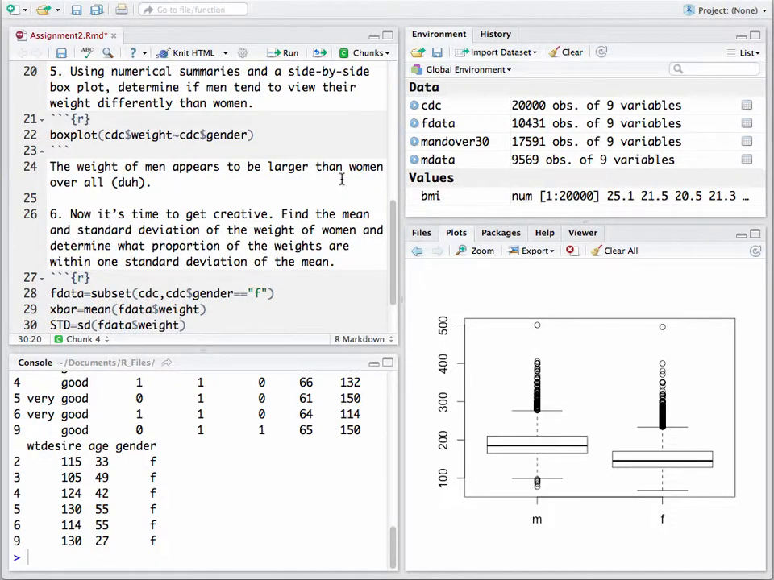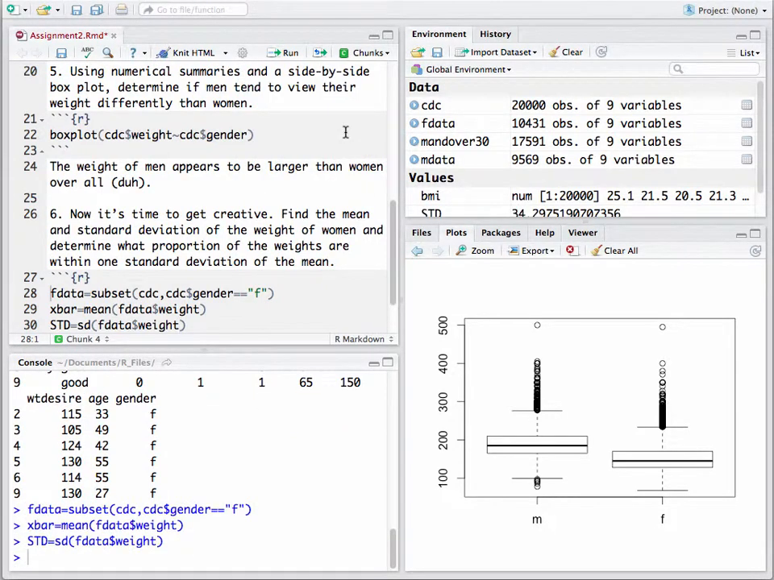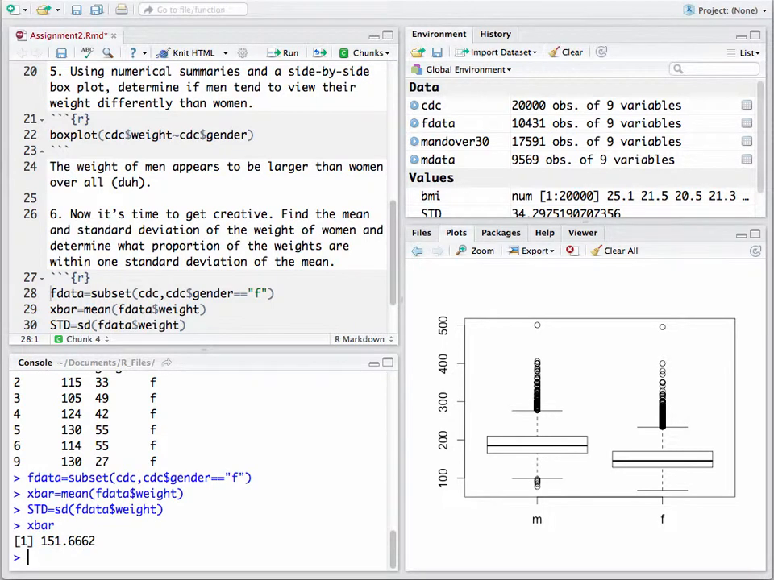All right, so let's go run just that chunk, okay? So let's do that chunk again so we can see what we got here. So run the current chunk. And now if I come down into the console, you notice a couple new variables got made up there. I can get the console to echo those numbers for me by going, tell me what X bar is equal to. And so the mean weight for the women, this was about 151 pounds.